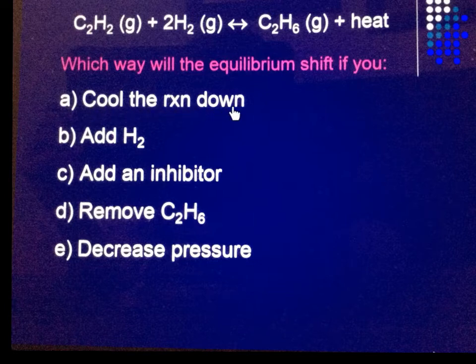Cool the reaction down, okay? So when you cool the reaction down, you need to find where the heat is located. In this reaction, it's indicated right there on the right-hand side of the arrow. Now, if you were to add more heat, it would want to move in the opposite direction. It would go to the left. But cooling the reaction down is the opposite of adding heat. That's removing heat. So if you were to add, it would go this way. Therefore, if you were to remove, it goes towards itself. Okay? So add away, remove towards.